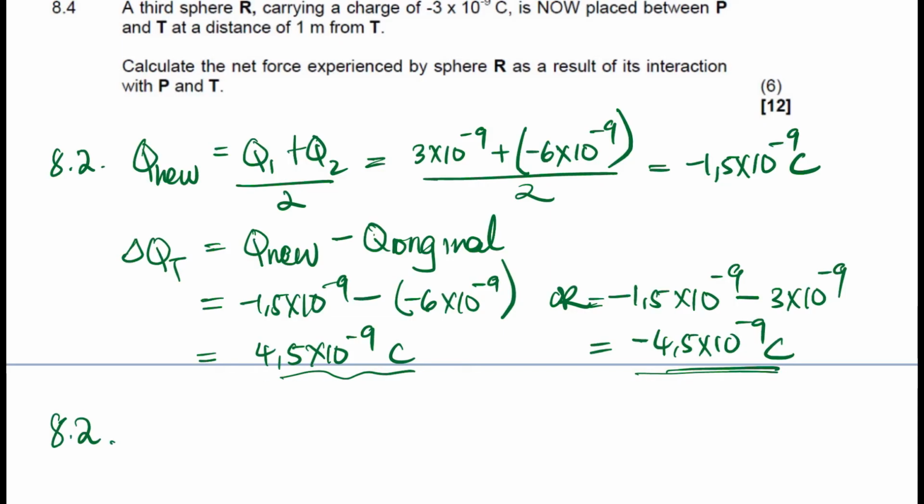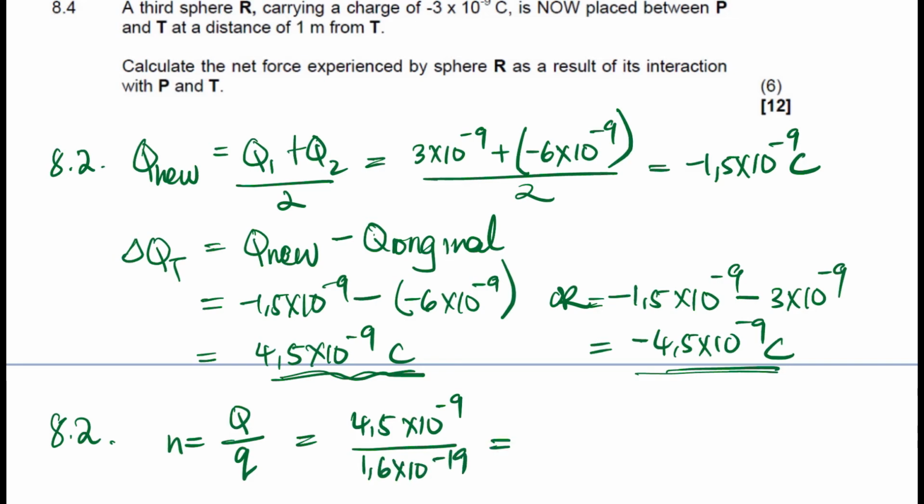Right, now we're going to use the quantization of charge. It says number of electrons is equal to charge divided by the elementary charge. So we'll take the positive one: 4.5 times 10 to the power negative 9 divided by the elementary charge, which is 1.6 times 10 to the power negative 19. So the answer will be 2.81 times 10 to the power 10 electrons. Guys, what gives you an assurance that your answer is right? It needs to be positive here and positive there. These are the electrons that are transferred.